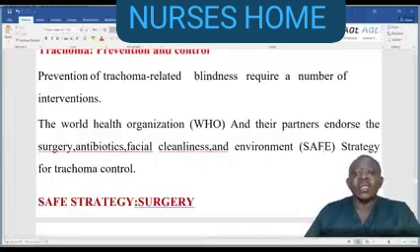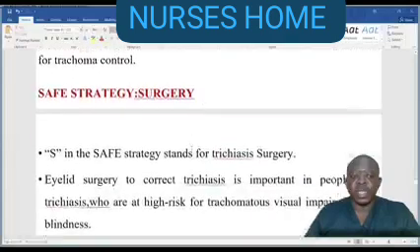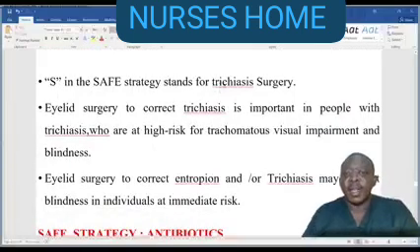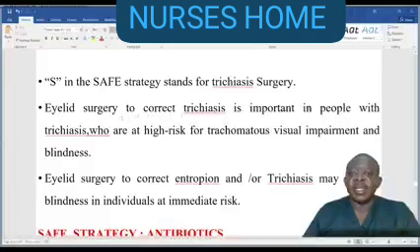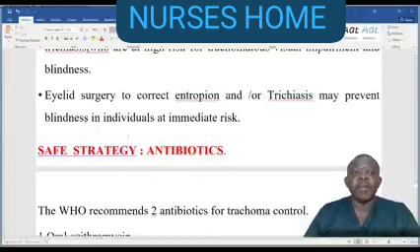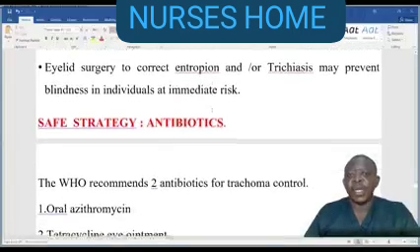So that is the SAFE strategy that is recommended. That is surgery, antibiotic, facial cleanliness, and environmental strategy. So in the SAFE strategy, S stands for trichiasis surgery. Eyelid surgery to correct trichiasis is important in people with trichiasis who are at high risk for trachomatous visual impairment and blindness. Eyelid surgery to correct entropion and or trichiasis may prevent blindness in individuals who are at immediate risk.